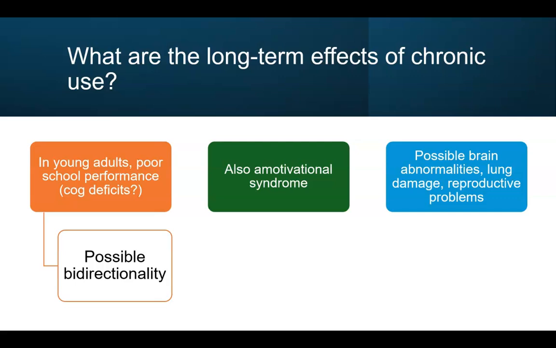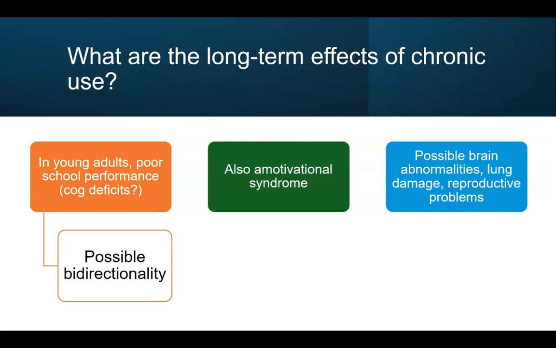Now, to keep this in mind, these are correlational relationships. They are not causal relationships. These could occur because of cognitive deficits, but remember, bidirectionality with correlations is possible. So it's possible that maybe people who don't do well in school ultimately end up preferring cannabis and use it more as a mechanism to cope with their school difficulties rather than cannabis causing those problems.